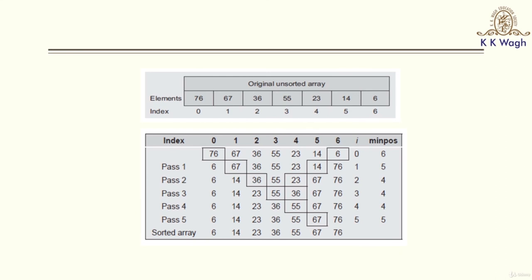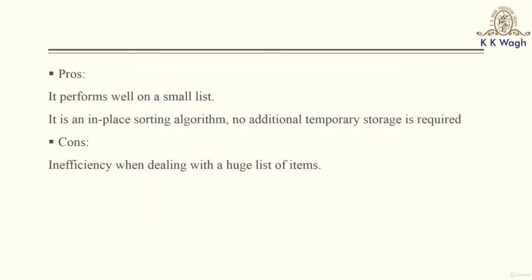Now, even though this technique works well, the problem is that when you have a large number of elements, the efficiency of this algorithm will not be that good. So these are the pros and cons. It performs well on a small list. If the data is small, it is going to do wonderfully. It is an in-place sorting algorithm. That means no additional temporary storage is required to store the new or sorted arrays, no temporary memory will be required to keep your elements.